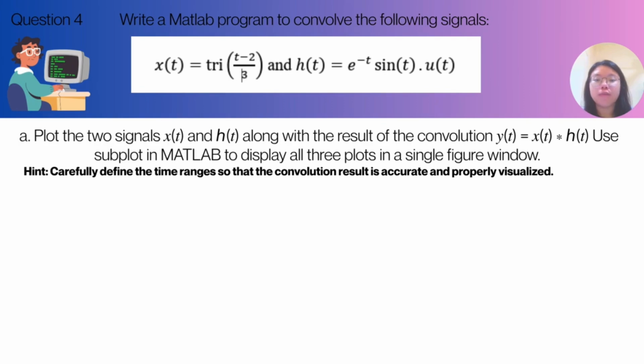Question 4. Write a MATLAB program to convolve the following signals. A. Plot the 2 signals x(t) and h(t) along with the result of the convolution y(t) equals x(t) times h(t). Use subplot in MATLAB to display all 3 plots in a single figure window. Hint: carefully define the time range so that the convolution result is accurate and properly visualized.